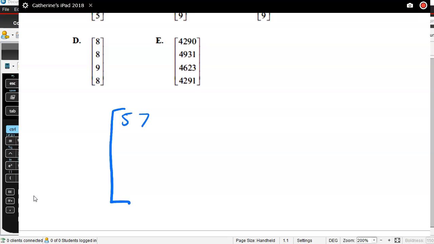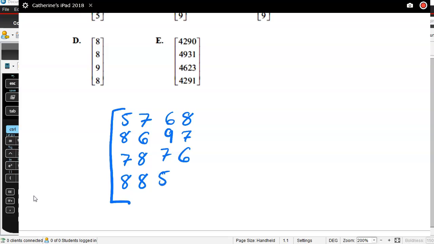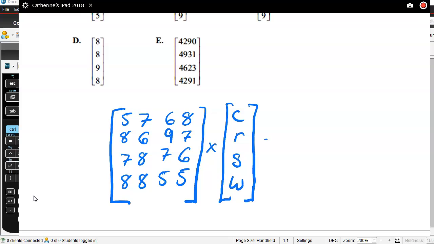So 5, 7, 6, 8, 8, 6, 9, 7, 7, 8, 7, 6, 8, 8, 5, 5 times by cycle, run, swim, walk, and then we get our distances for each of the months. So 160, 172, 165, 162.